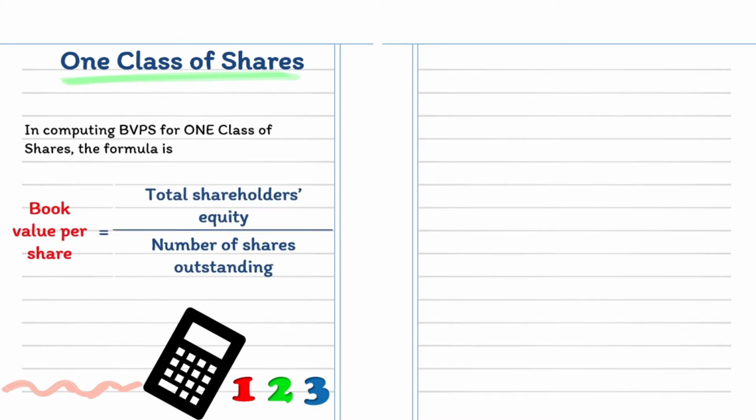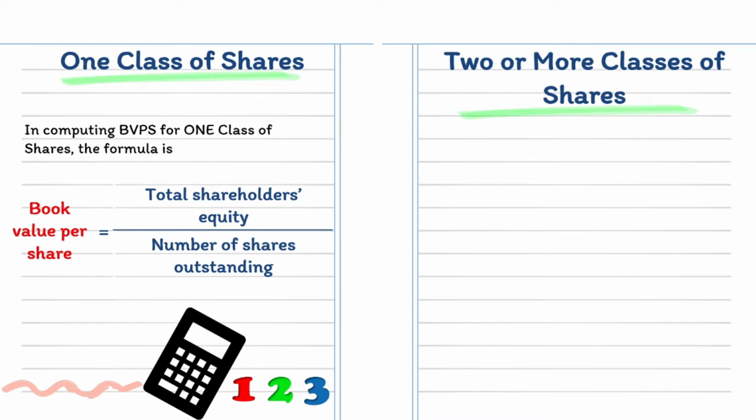So sa pag-compute ng book value per share, pag meron tayong only one class of shares, ang formula na gagamitin natin ay book value per share is equal to the total shareholders' equity over the number of shares outstanding. Kapag naman meron tayong two or more classes of shares, like for example, meron kang preference shares and ordinary shares, yung total shareholders' equity ay i-allocate natin between the different classes of shares.